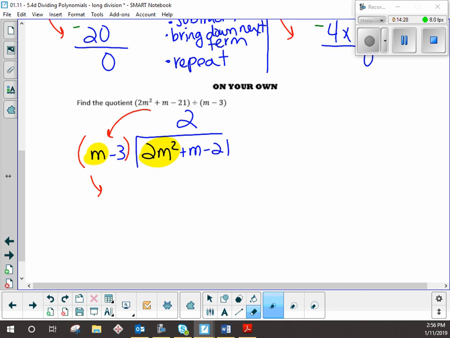But then you would think, oh wait, I don't want a 2m there. I need a 2m squared. And so all you have to do is go back to that 2 you wrote and add in an m. And that would fix it for you. Okay, so just check yourself as you're going.